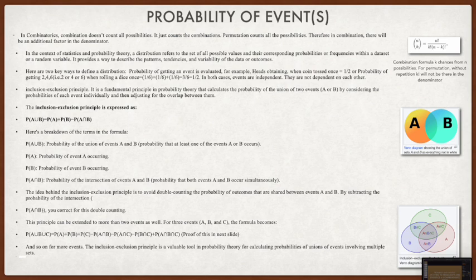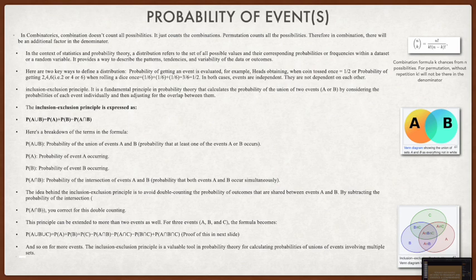By considering the probabilities of each event individually and then adjusting for the overlap between them. So the inclusion-exclusion principle is expressed as P of A union B is equal to P of A plus P of B minus P of A intersection B. For that, the figure is on the right side.